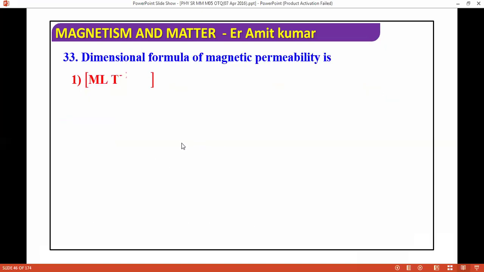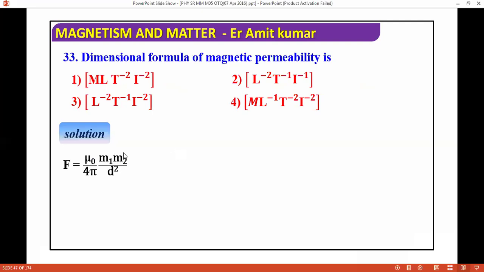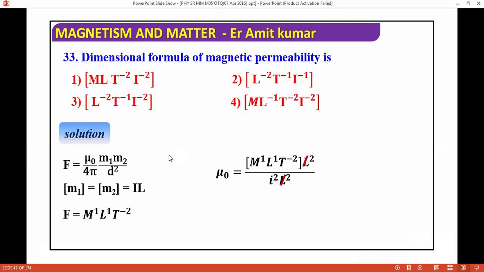Next one, the dimension formula for magnetic permeability. All of you already see this formula right now, that F is given by m1 m2 over d squared. So what do you observe here? Magnetic moment. The magnetic moment is basically I into L. You can solve this and get the relation. All of you know force is M L T minus 2, so mu naught is going to be like this.